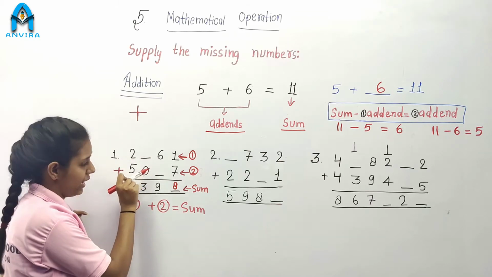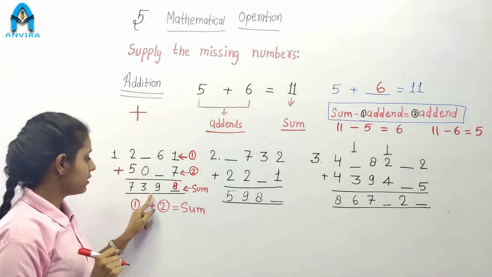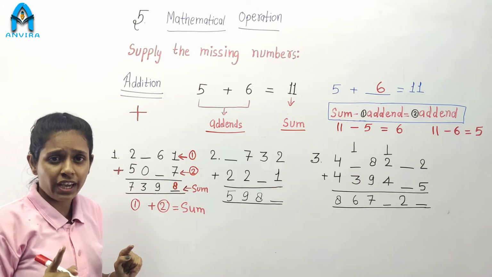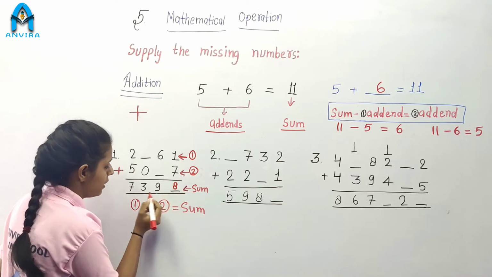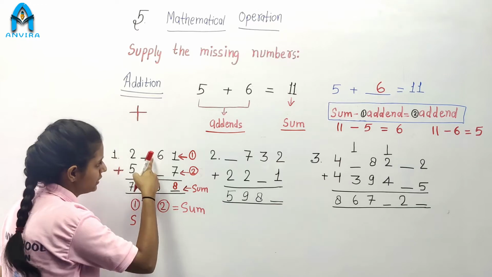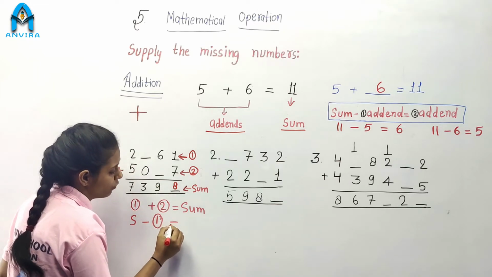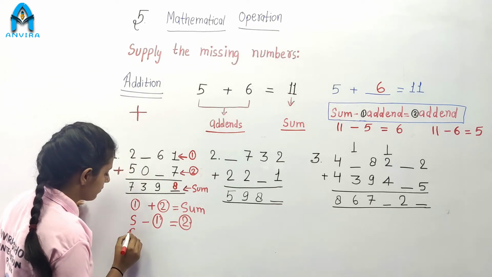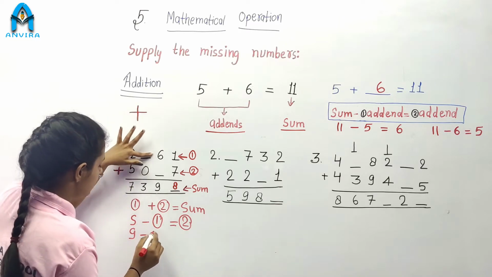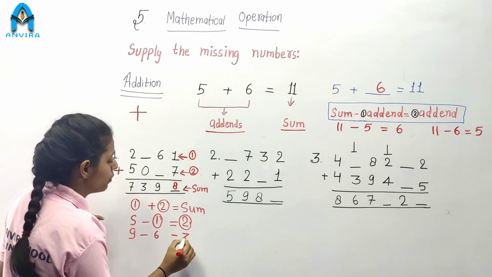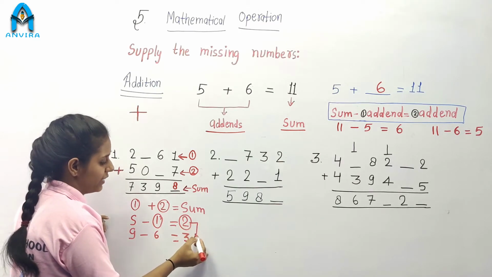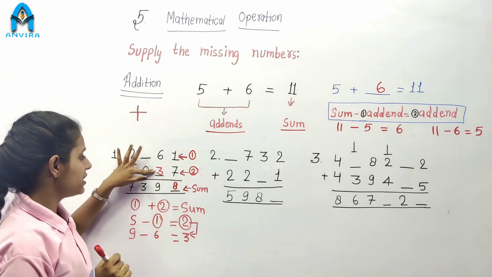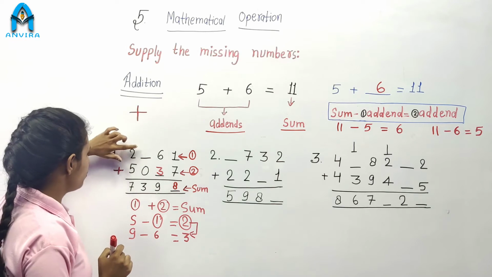6 blank and 9. In this the sum is given and the first addend is given. What do we have to do? We have to subtract. Sum minus first addend is equal to second addend. So 9 minus 6 is equal to 3. So our second addend is number 3. Our missing digit is 3. Let's go to the next.